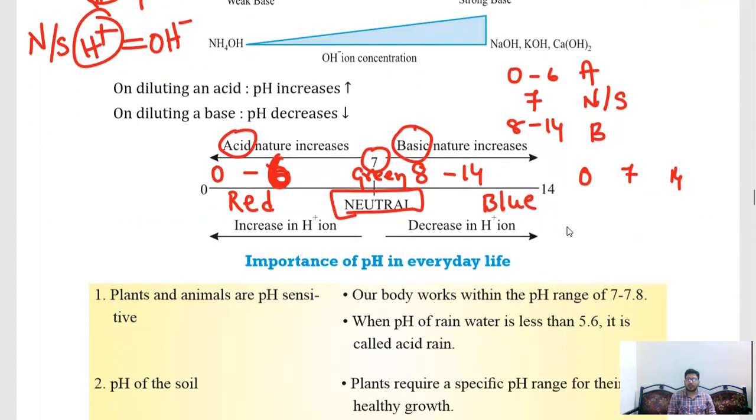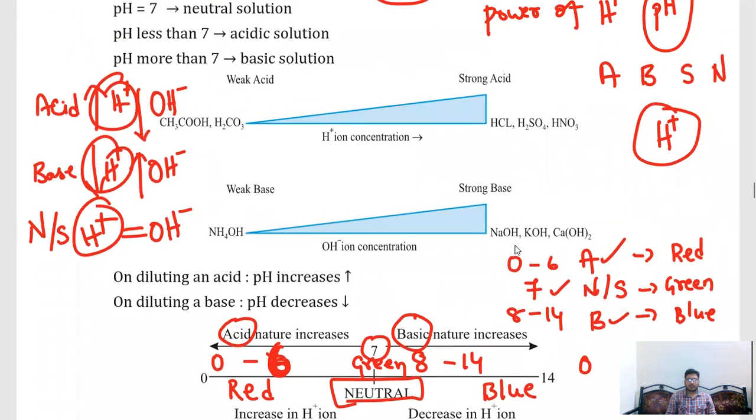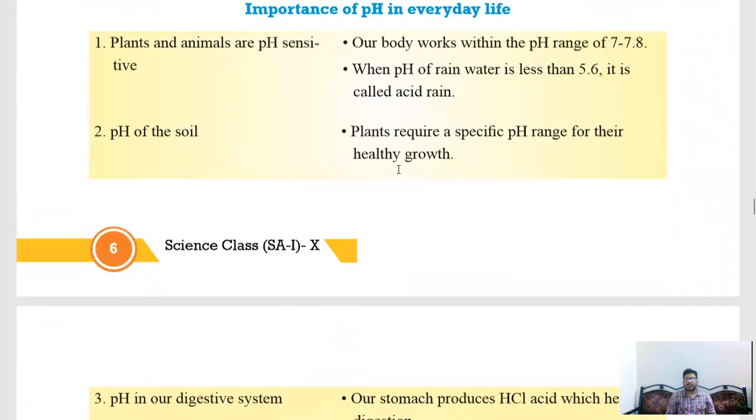So 3 colors, 3 numbers: 0 to 6, try to remember red color; 7, remember green color; and 8 to 14, remember blue color. Whenever you get red, it is an acidic solution. Whenever you find green color change in the test tube or beaker, then it is neutral or salt. Whenever you find blue color change, you can say it is base. That's it regarding pH.